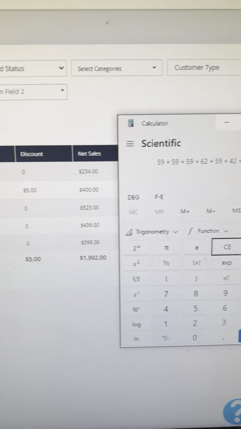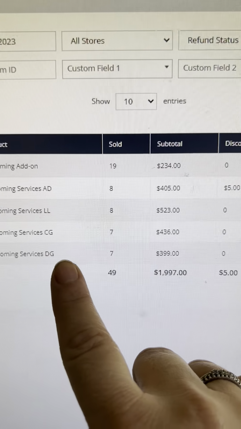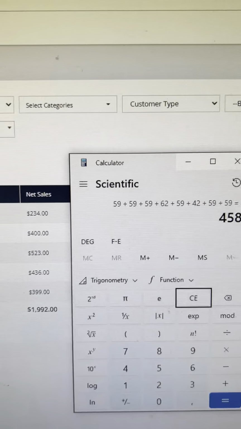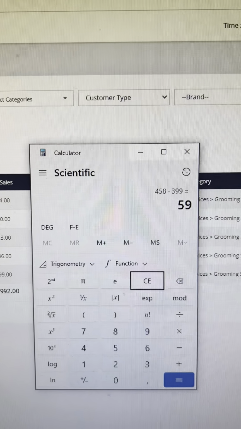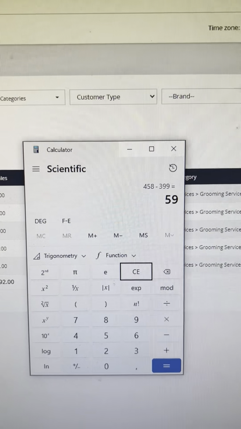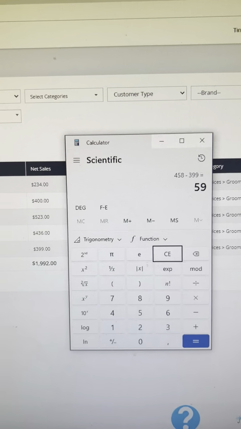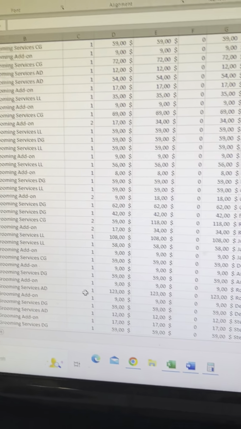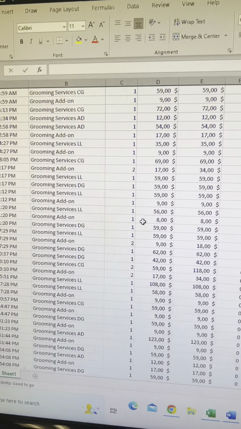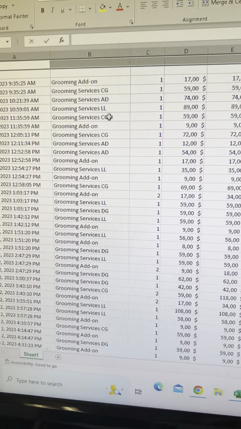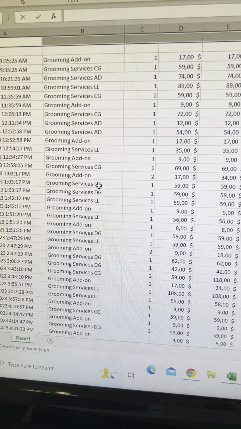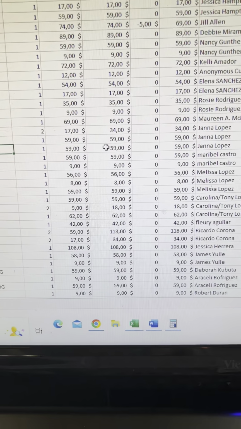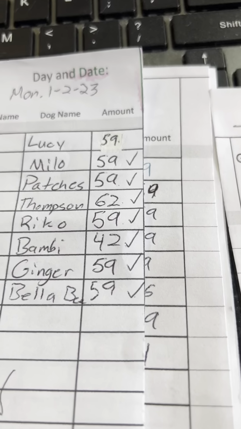So I have 458. You can see here Dan's total, it says 399. So 458 minus 399, there's a $59 discrepancy on Dan's report. So I'm going to go to my Excel sheet. I'm going to go to all of my one for the second, and I'm going to specifically look for Dan DG, and I'm going to go through and look at the customer name, the total, and I'm going to put a check mark at each one.